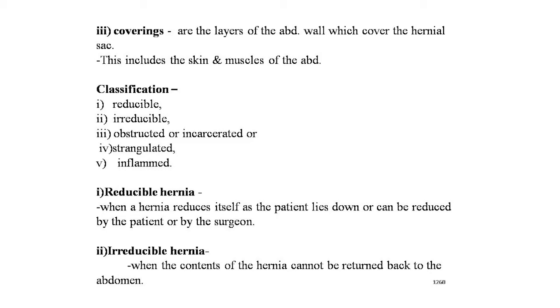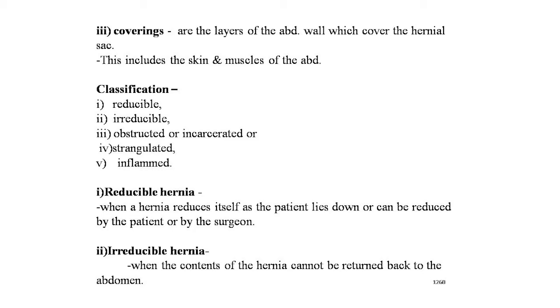These include the skin and the muscles of the abdomen. Now the classification of the hernias: there are multiple types of hernia, like reducible hernia, irreducible hernia, obstructed hernia, that is the incarcerated hernia, strangulated hernia, and inflamed hernia. First we see reducible hernia.